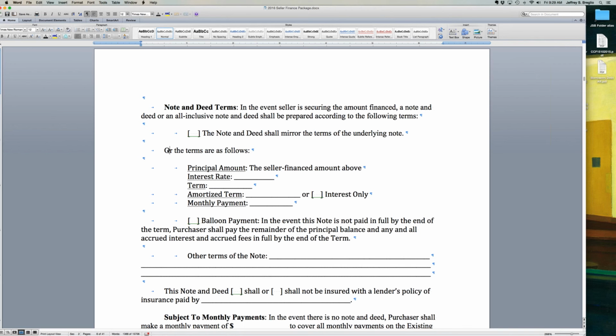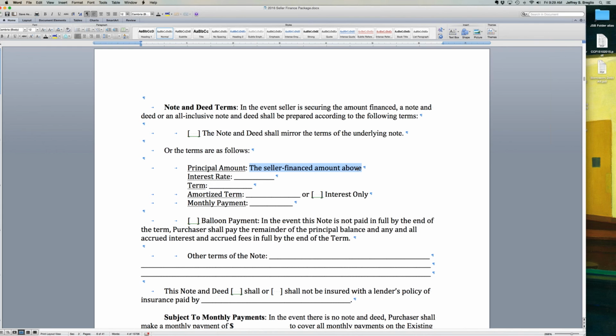Or, right, then this is for a true seller financing situation, or with an AITD where the note is more than the underlying mortgage. You need to come up with a principal amount. That's the amount of the note, and it's going to be the seller financed amount. So in our example of a $100,000 purchase price and a $75,000 underlying mortgage, the principal amount will be $100,000, because it's going to wrap around the underlying mortgage.